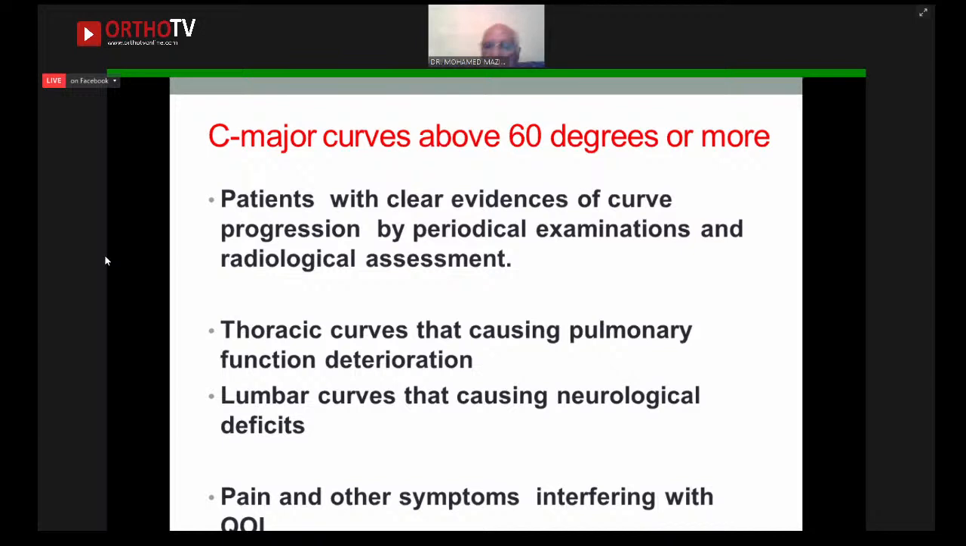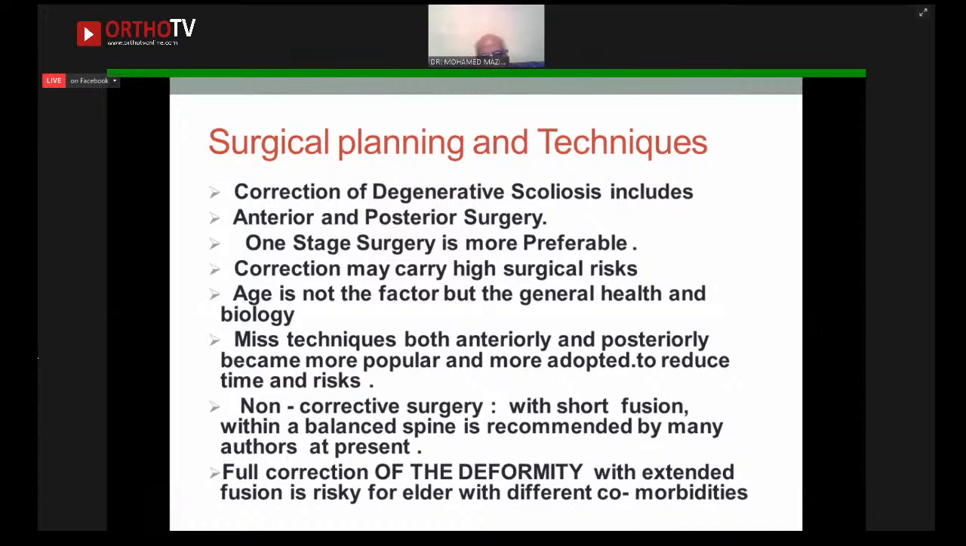With pain and other symptoms interfering with quality of life, we think not about correcting the curve but about treating the symptoms that affect quality of life, through minimally invasive and less extensive surgery. Surgical planning and technique: correction of degenerative scoliosis sometimes includes anterior and posterior surgery. One-stage surgery is more preferable. Correction may carry high surgical risk. Age is not the factor, but the general health and the biology of the patient.